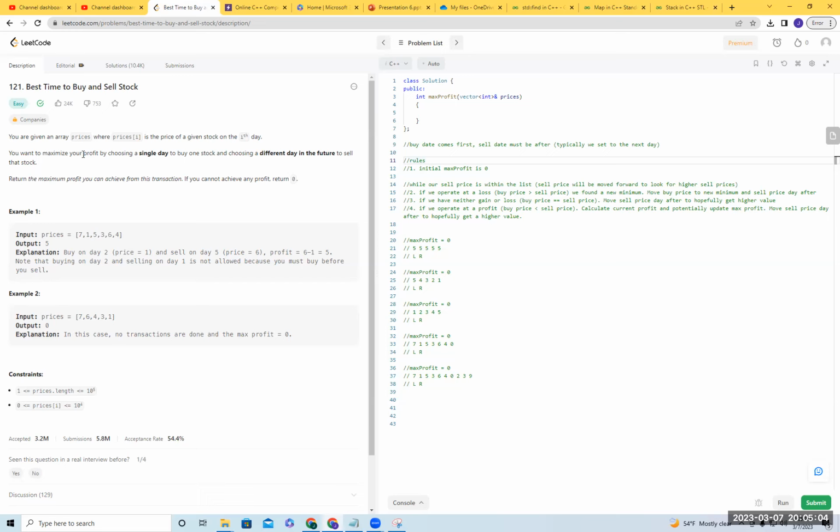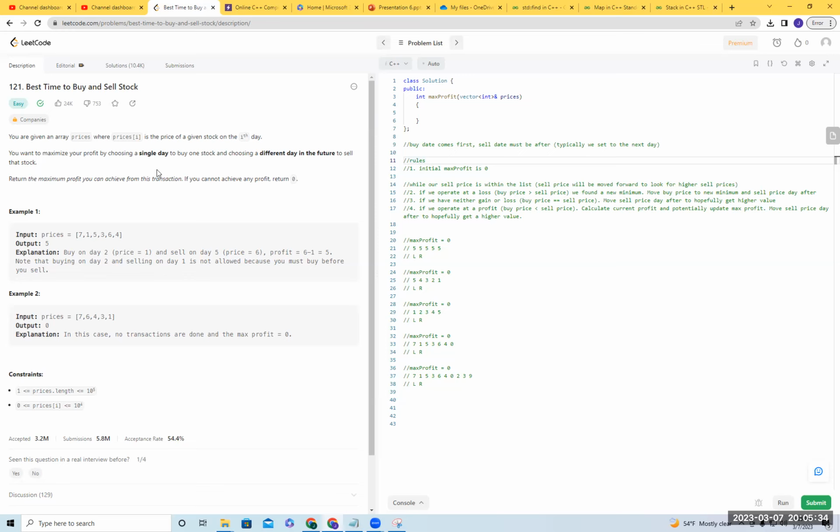Now, what we want to do is maximize our profit by, number 1, choosing a single day to buy our stock. So we want to buy the stock first, and then we want to choose a different day in the future to sell it. It's very important we keep it in that order. And from that, we're going to ideally get some profit. So you first buy the stock and then you sell it sometime in the future. You can't reverse that order. It wouldn't make sense, right? You can't sell a stock and then later buy it.